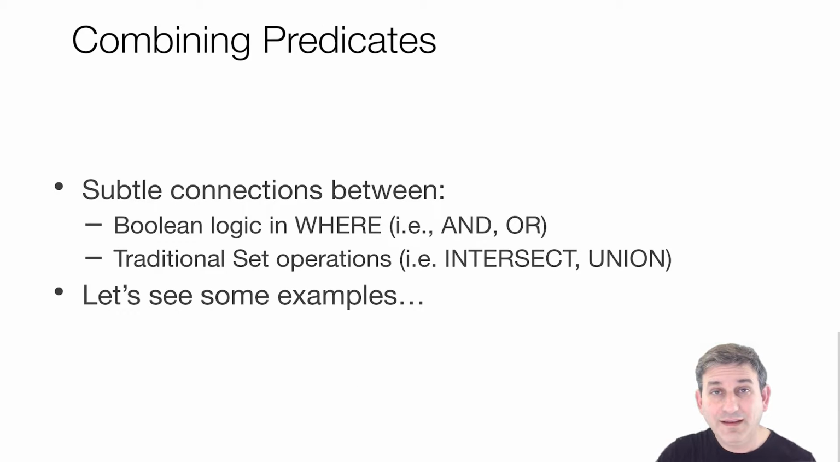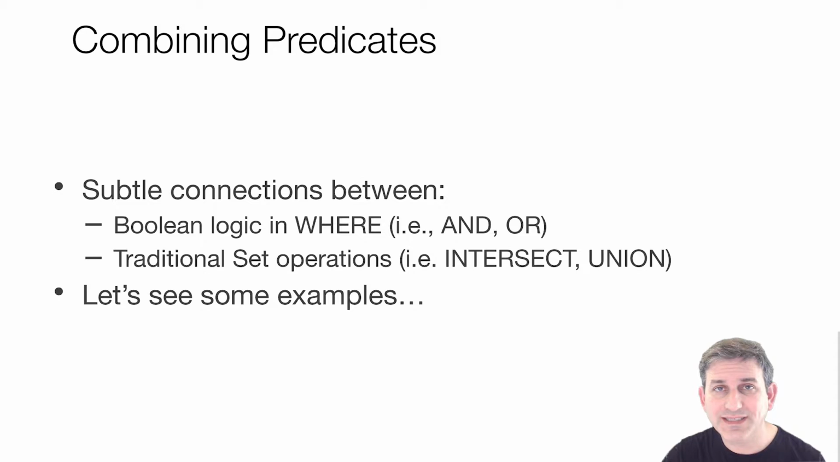Okay, now let's look at some more interesting things we can do in the where clause by using Boolean logic to combine multiple predicates. You'd think it'd be straightforward to use Booleans like ands, ors, and nots in the where clause, and it is, but there's some interesting and somewhat subtle connections between putting Boolean logic in the where clause and using traditional set operations between queries like intersect and union of two queries.